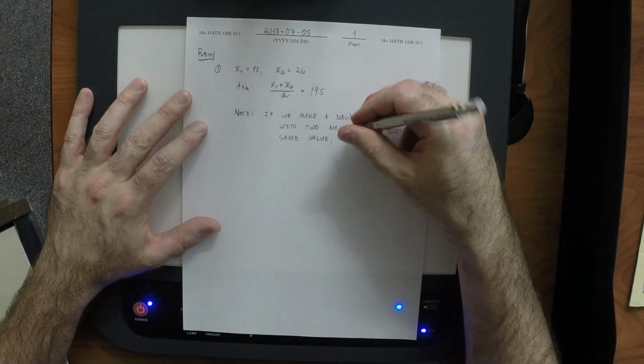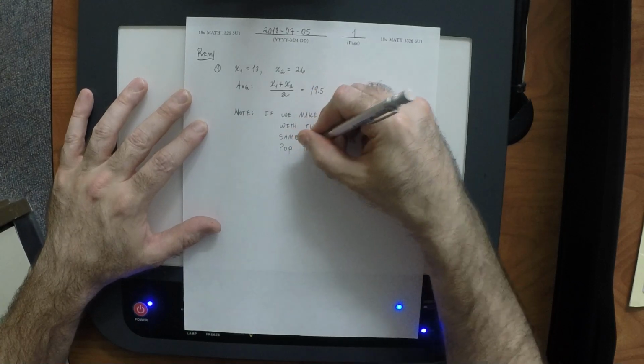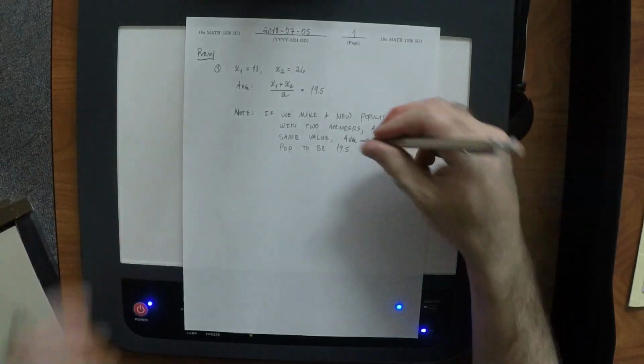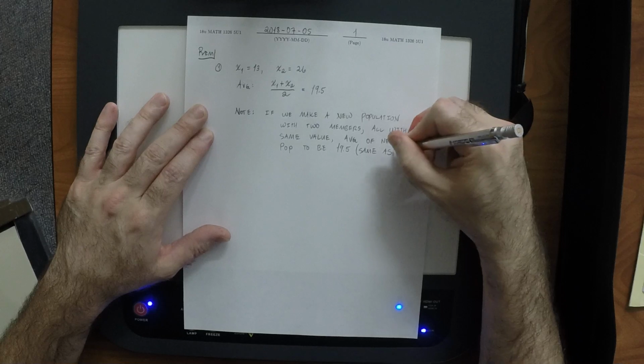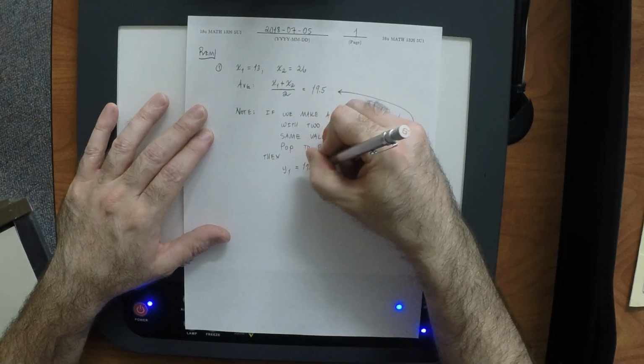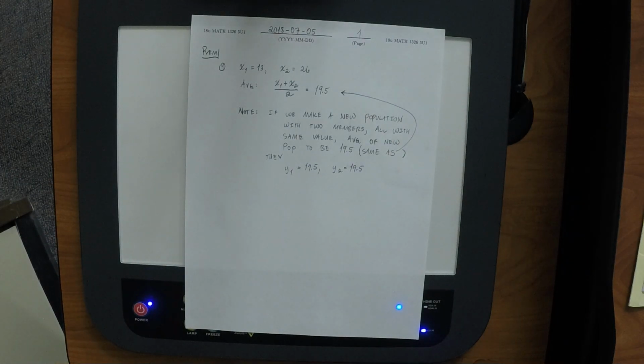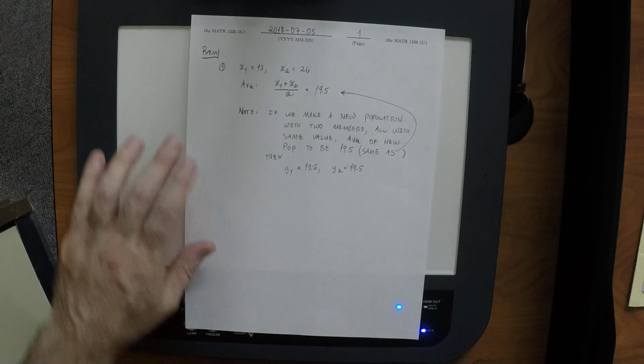All with the same value, and we want the average of the new population to be 19 and a half, which is to say the same as that one. Then this new population has to be 19 and a half is the first one, and 19 and a half is the second one. So that's what is meant by average. So, you know, if we had a million members, we could compute the average by adding up all million of them, dividing by a million. That would give us the average. And then we could make a new population that still had a million members in it, but they all had the same value. And the new population would have the same average as the old one. That's what average means in this case.